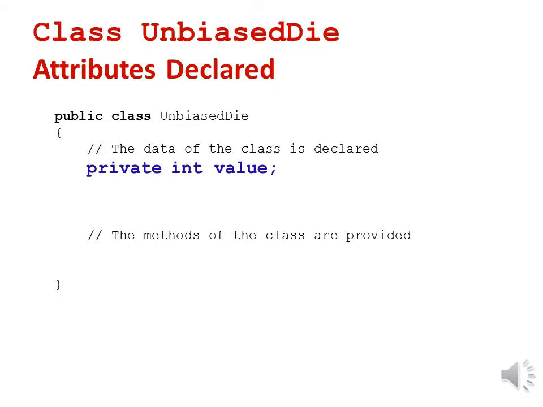An important attribute of the class unbiased die is the value of the die when rolled. This is represented here using the statement private int value. This variable value is declared private since we do not want any class other than the class unbiased die to access it. In other words, the attribute value is hidden from other classes, achieving good information hiding.